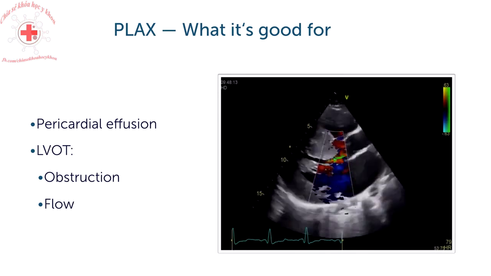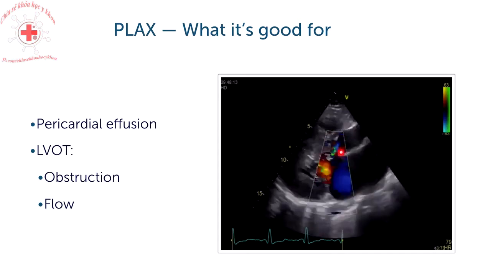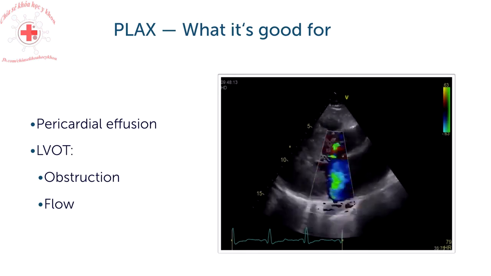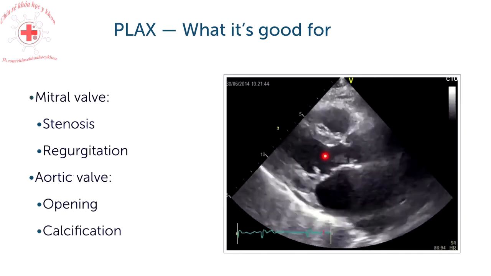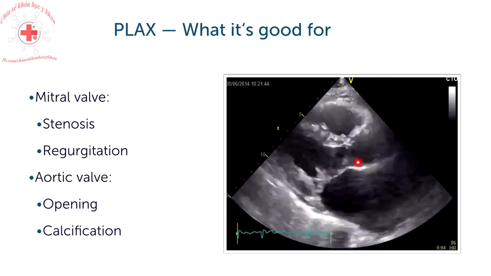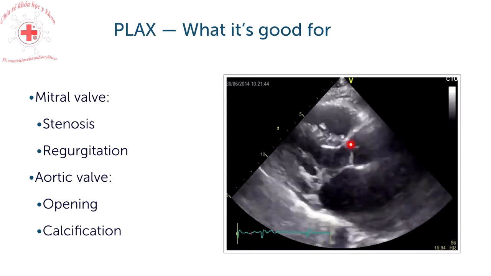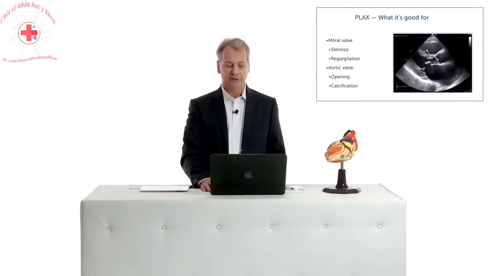Of course, we can see the flow across the aortic and the mitral valve as well, so you'll detect all the pathologies that are visible here. You will be able to look at stenosis of the mitral valve, regurgitation of the mitral valve. You can look at how well the aortic valve opens, whether or not it's calcified, and whether or not, for example, regurgitation or stenosis is present. So actually, with one parasternal view, you probably already have 80% of the exam done.